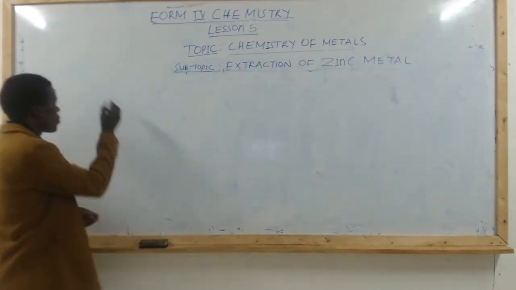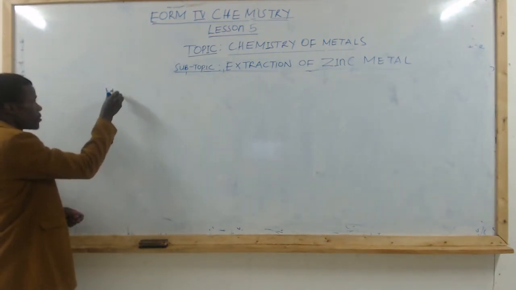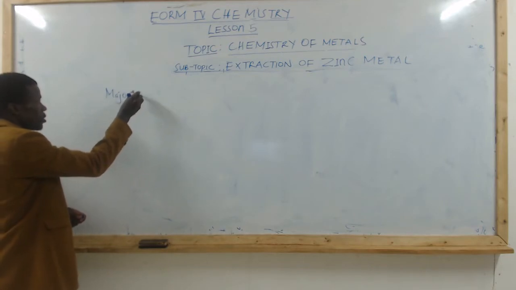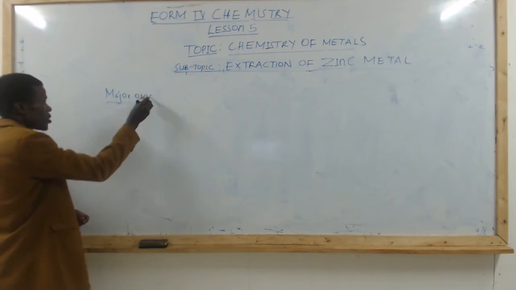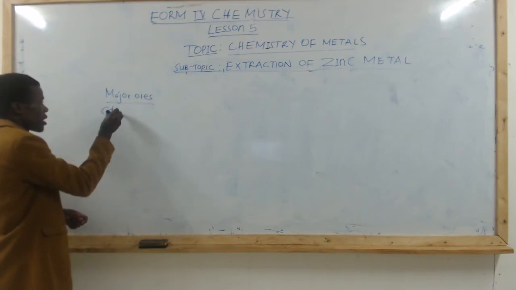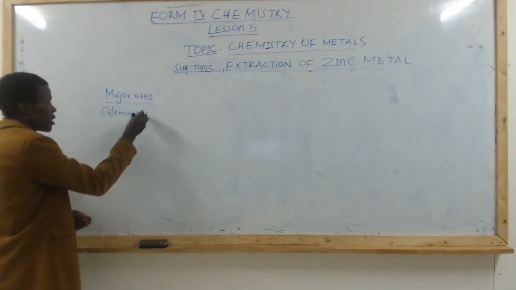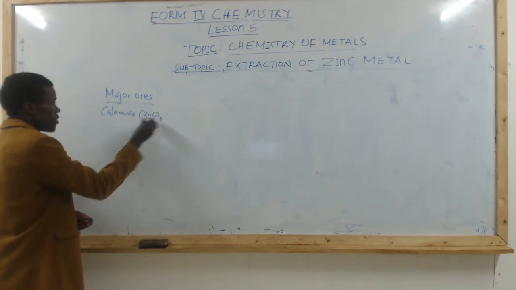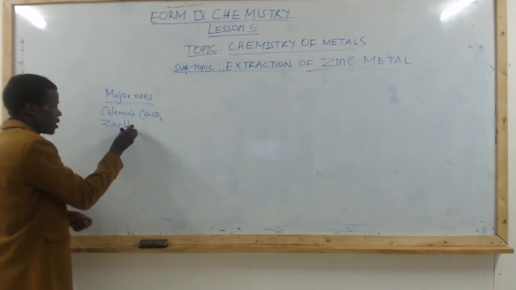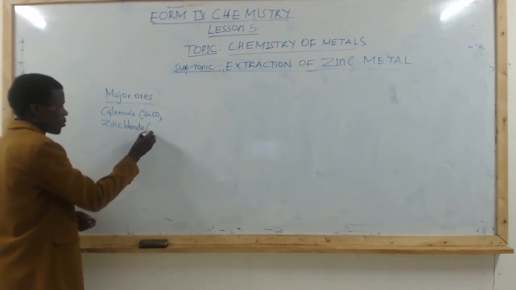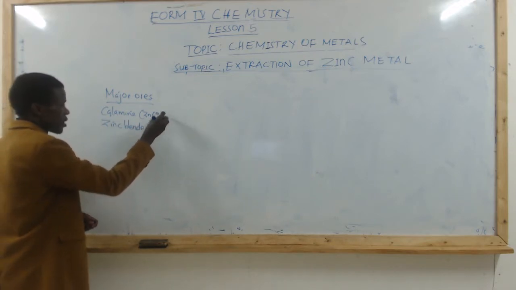So the major ores we have: number one, calamine, zinc carbonate. Then we have zinc blende, which is zinc sulfide.